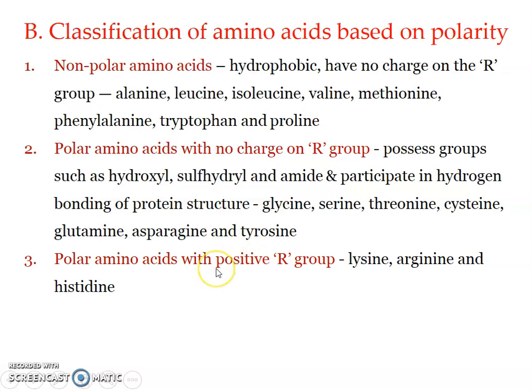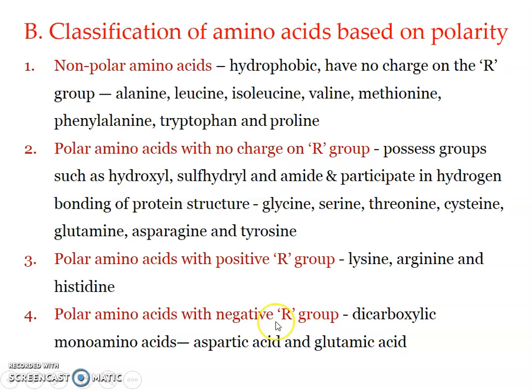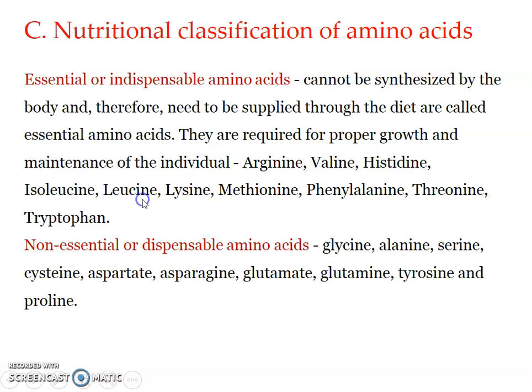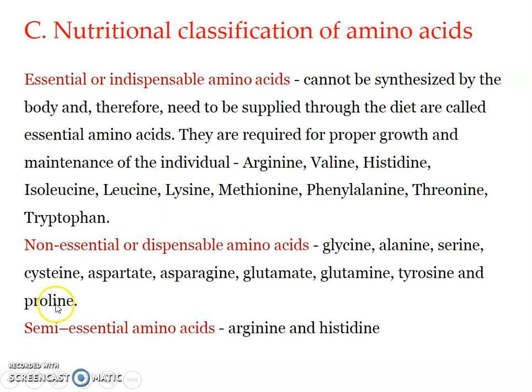The next we have is the polar amino acids with positive R group. It is also polar and hydrophilic in nature, but unlike the previous one, it has a positively charged R group. It includes lysine, arginine, and histidine. Then we have the polar amino acids with negative R group, which contain an additional carboxylic acid: aspartic acid and glutamic acid. So this is about the classification based on polarity. Next one is based upon the nutritional classification: essential, non-essential and semi-essential. We can continue in the next presentation.